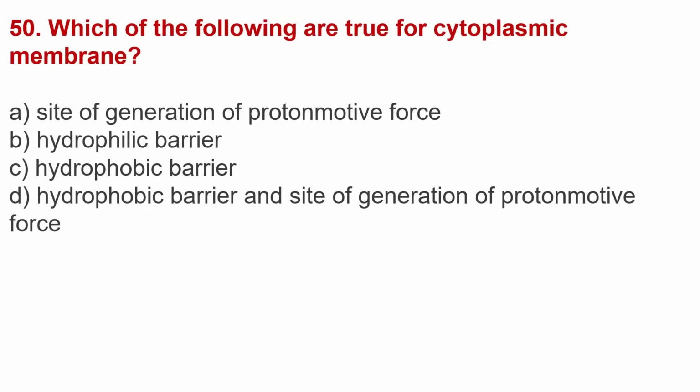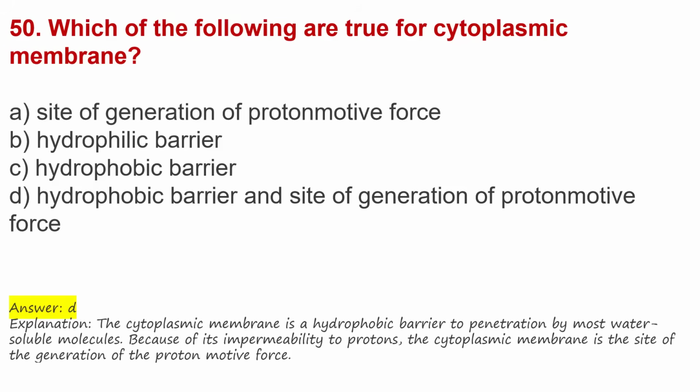Question 50. Which of the following are true for the cytoplasmic membrane? A. Site of generation of proton motive force. B. Hydrophilic barrier. C. Hydrophobic barrier. D. Hydrophobic barrier and a site of generation of proton motive force. The answer is D. The cytoplasmic membrane is a hydrophobic barrier to penetration by most water-soluble molecules because of its impermeability to protons, and the cytoplasmic membrane is the site of generation of proton motive force, like the electron transfer chain in eukaryotic organisms.